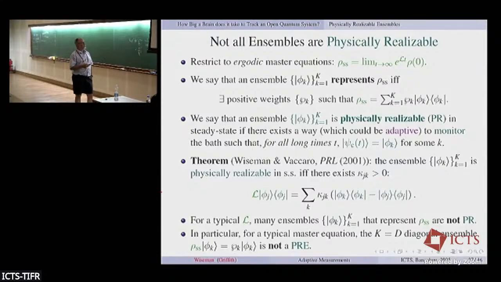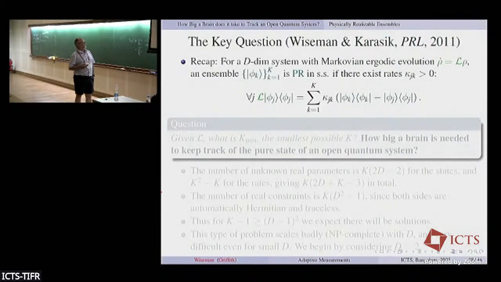So the interesting thing is that for a typical master equation, there are many ensembles that represent rho that are not going to be physically realizable. In particular, if I have a d-dimensional system, there's always going to be a diagonal ensemble with just d states which represents the system. But typically, that is not a physically realizable ensemble. Okay, so this was the question then. So we attacked this in 2011.